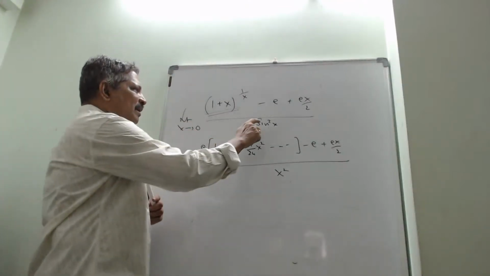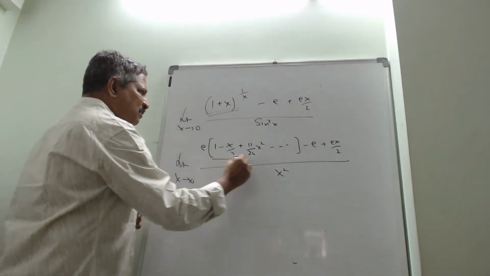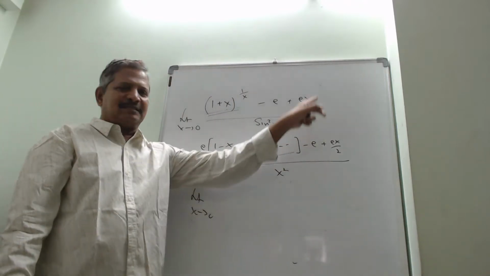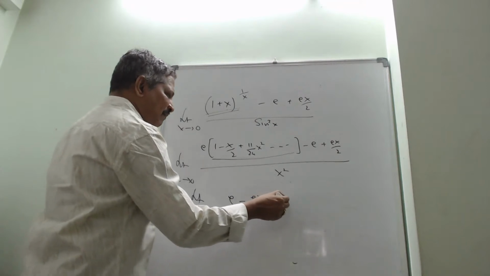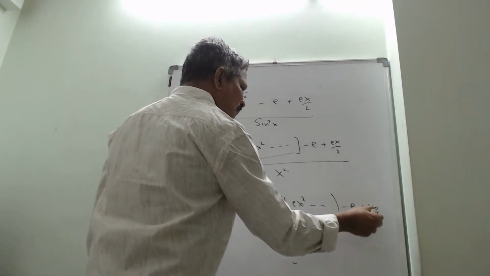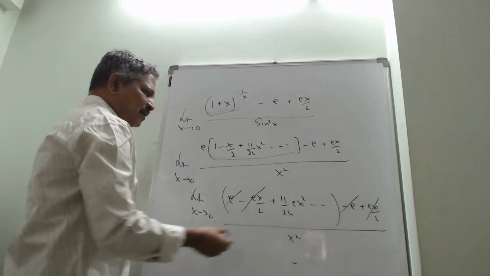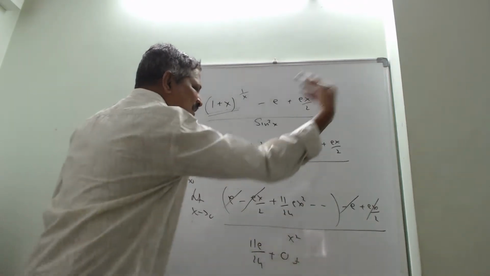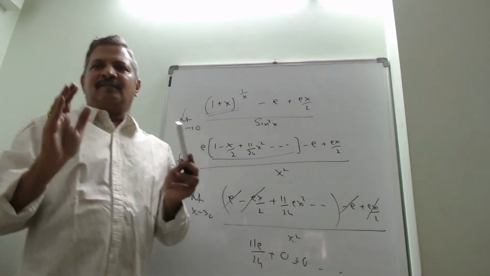So for that reason I am writing sin square x as x square only. Now the limit, and this is a very specific formula for (1 plus x) power 1 by x: e into (1 minus x by 2 plus 11x square by 24 ...). Now e into (1 minus x by 2 plus 11x square by 24, and so on), minus e plus ex by 2, divided by x square. I think this cancels. This e cancels, x square cancels. 11e by 24. Next term x cube by x square is 0, next x power 4 by x square is 0. So 11e by 24. This is one of the important ones.